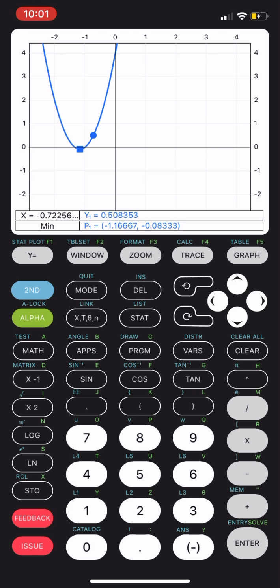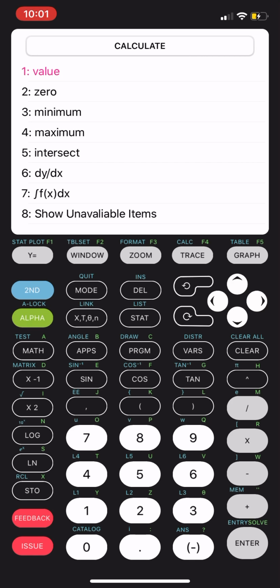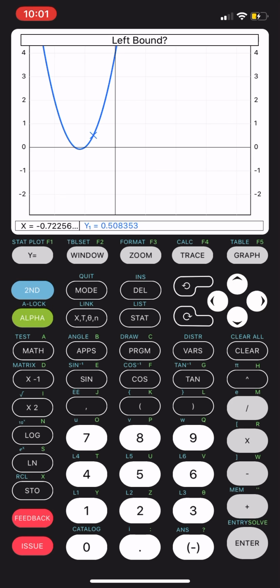In order to find the roots, you press the same thing, second trace. Instead of going to minimum, I am going to choose number 2, which is zeros. Once again, it asks you for a left bound. I'm toggling my cursor back and forth just to show you where it is. I go to the left of my roots. My roots are the x-intercepts, or where it crosses the x-axis. So I'm going to press enter to the left of my root, and then it only lets me go over here, so I'm going to press enter to the right of my roots.